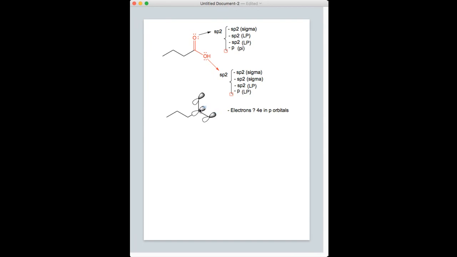In fact, there is pi bond character here too, because just as these two can overlap side by side to form a pi bond, these two can as well, because they have the same symmetry and the same alignment. You guys agree on that? Can you guys see that?